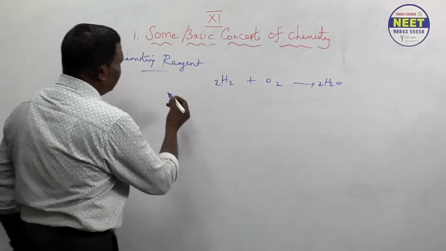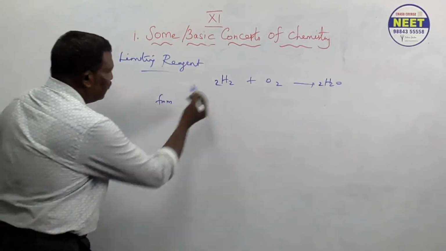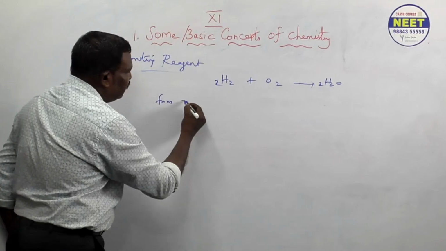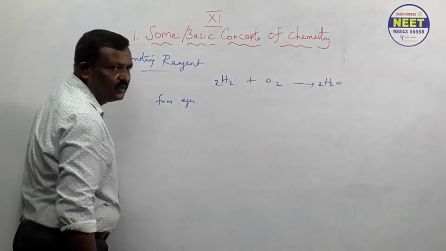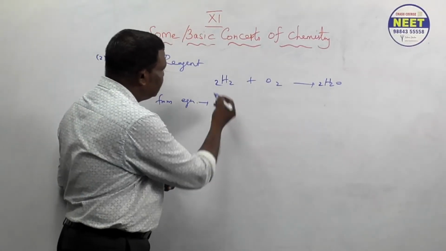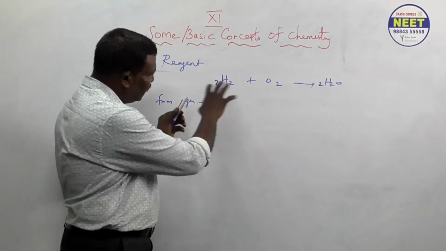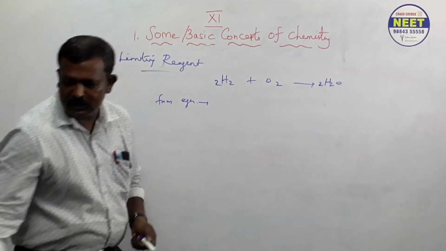From the equation, see. This is the equation. We must know how to frame the equation, then we are able to solve these sums. From the equation, what can we identify? The question itself gives grams, so we can also convert these into gram.